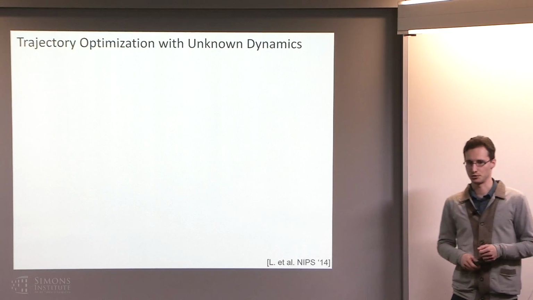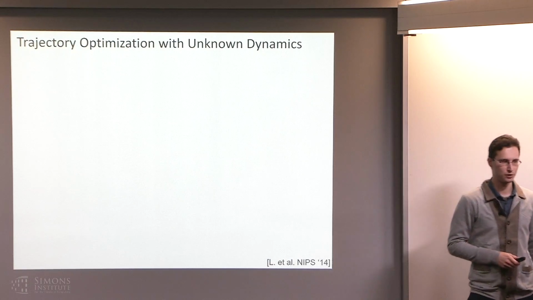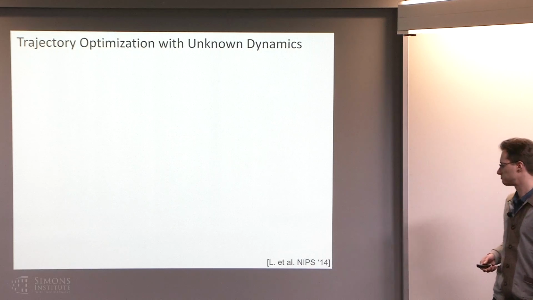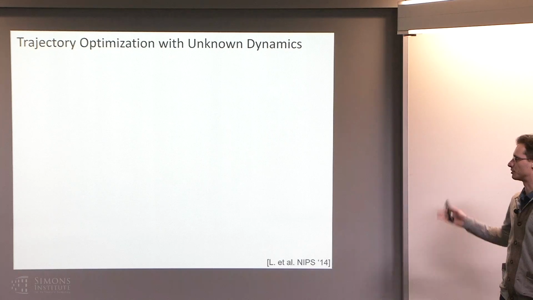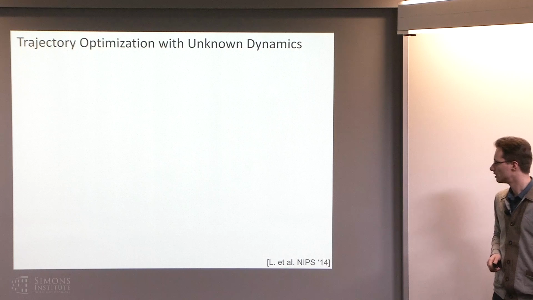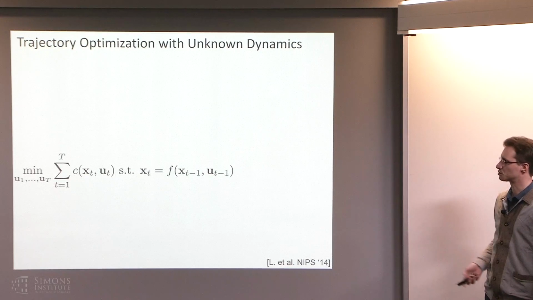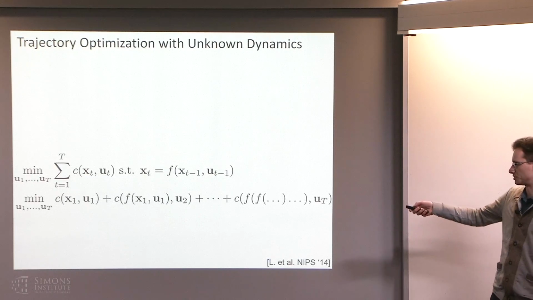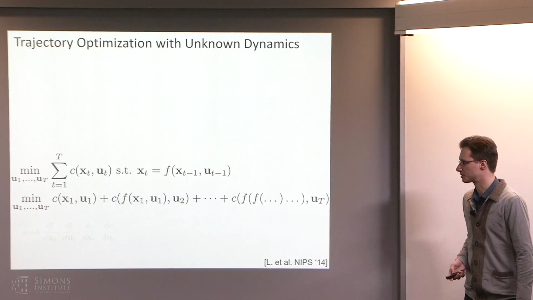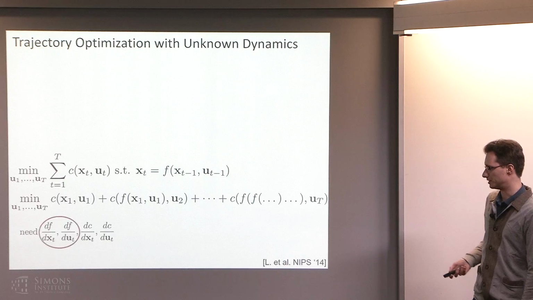So it turns out that we can actually do trajectory optimization under unknown dynamics pretty well. This is not too complicated, but I just want to tell you about it just so that it's clear that this is possible. So again, this is our optimal control problem. We can substitute the f in there and make it an unconstrained problem if we want. And then the thing that we need is these derivatives.